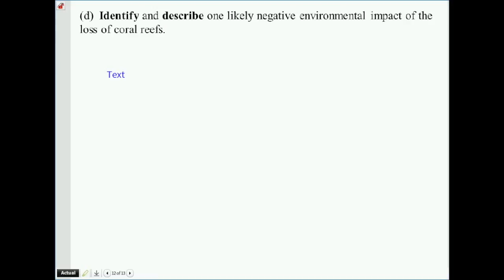You could also say that you're going to lose biodiversity, or you could say that coastal areas won't be as protected from storms. You could say you're going to lose that carbon sink. There's lots of things that you could put here.